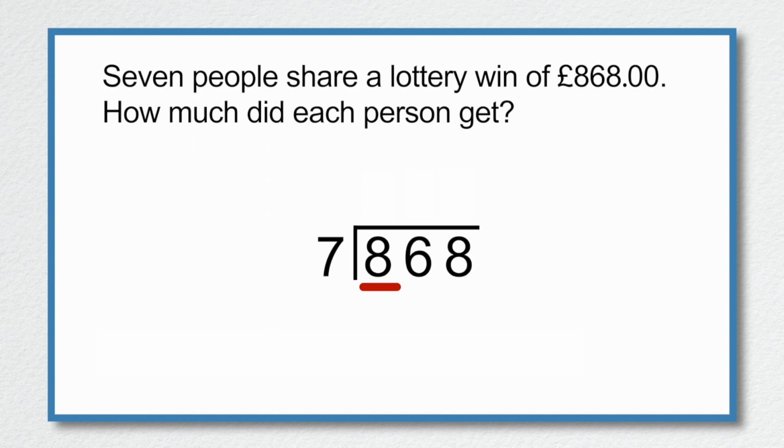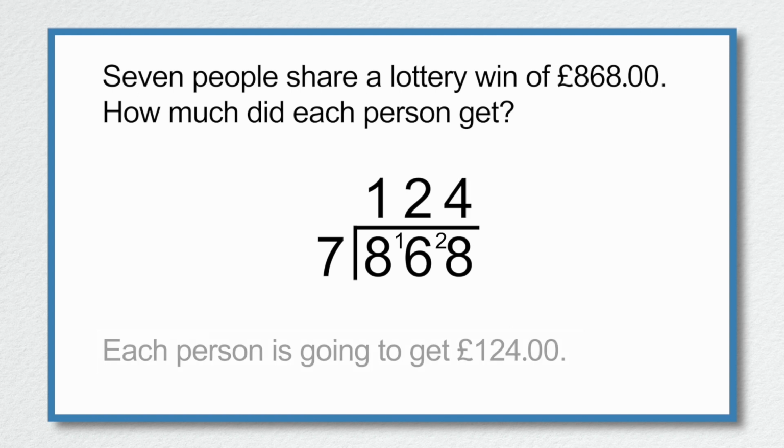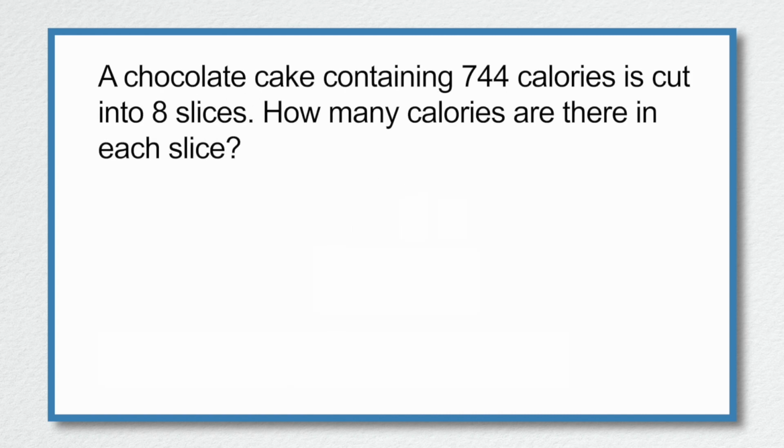8 divided by 7. 7 goes into 8 one time with a remainder of 1. 16 divided by 7. Well, 7 goes into 16 2 times because 2 sevens are 14. And there's a remainder of 2. 28 divided by 7. Well, 7 goes into 28 4 times. So each person is going to get £124. And that's our answer. A chocolate cake containing 744 calories is split into 8 slices.